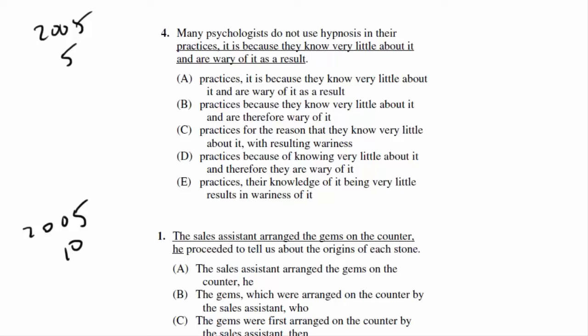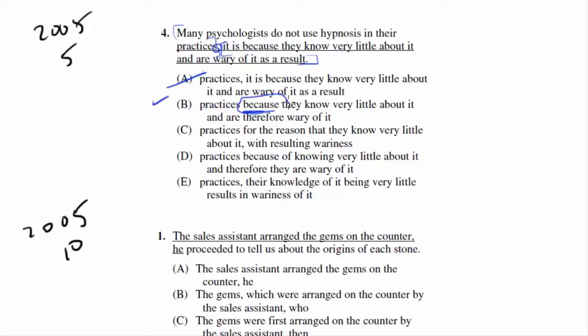Many psychologists do not use hypnosis in their practices. It is because they know very little about it and are wary of it as a result. So notice, a comma separating two independent clauses, two complete sentences, that's a comma splice. So A is off the table. We need a way to connect the two sentences. Many psychologists do not use hypnosis in their practices because they know very little about it and are therefore wary of it. There we go.